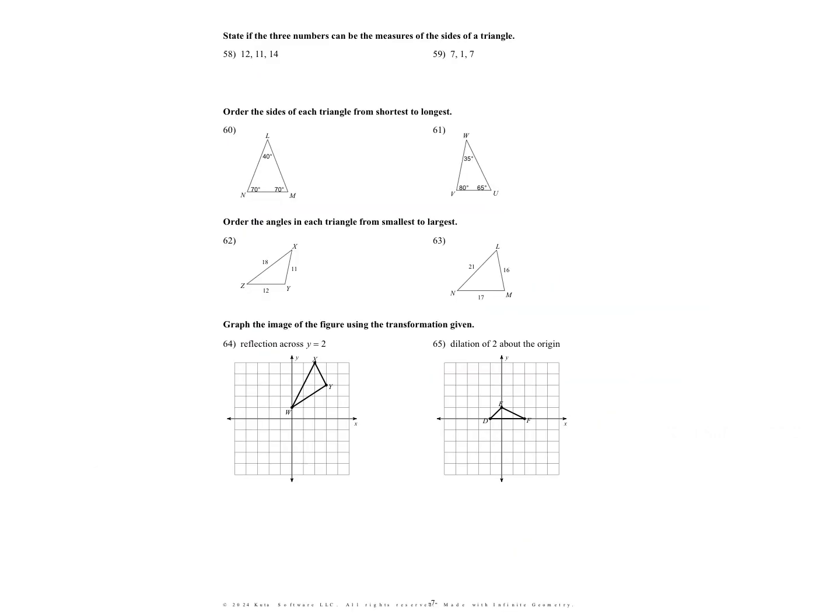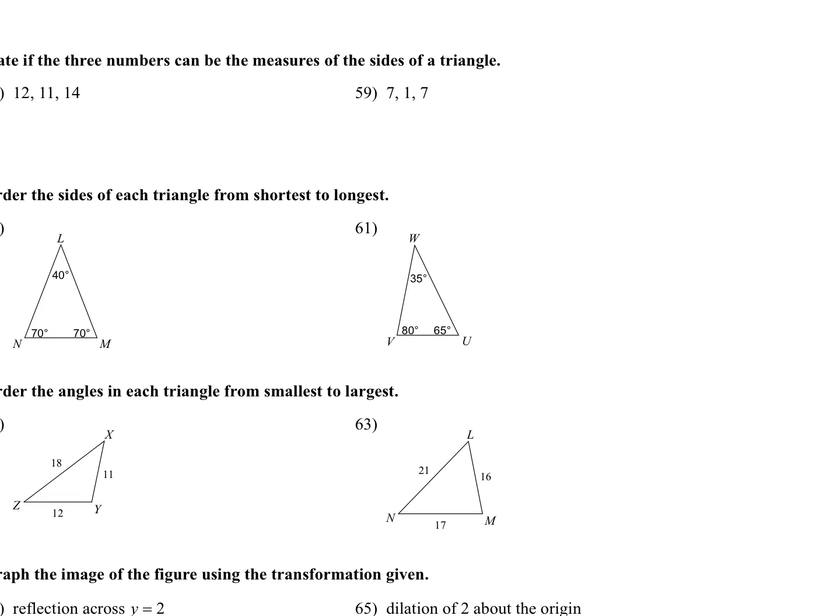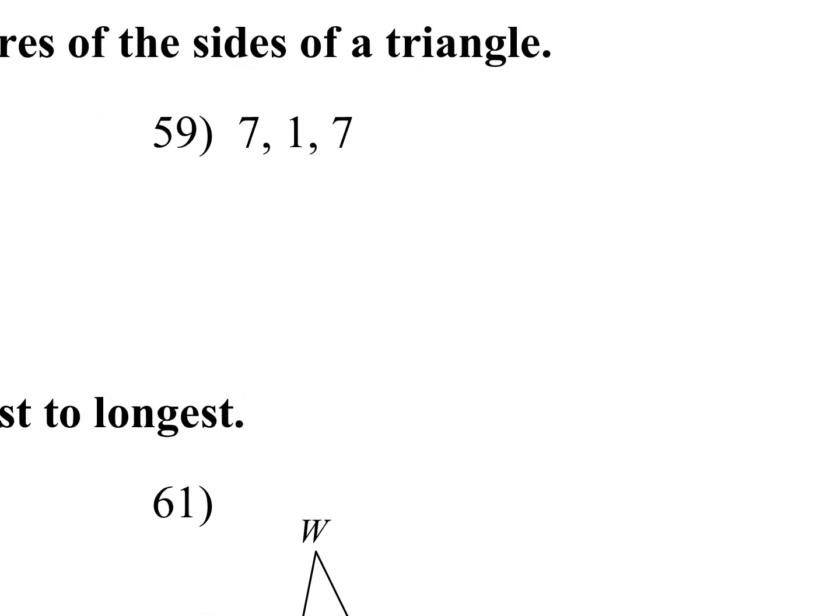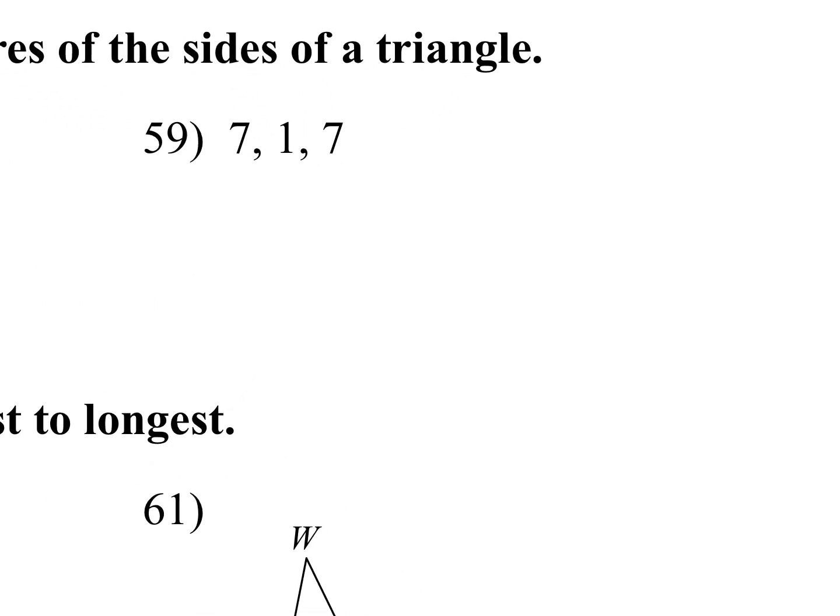On the next page, I'm going to look at number 59. Okay, it's asking, can these three side lengths make a triangle? How do I figure that out? Two shortest sides, but we have two sides that are the exact same. Right, they're the same thing, right?